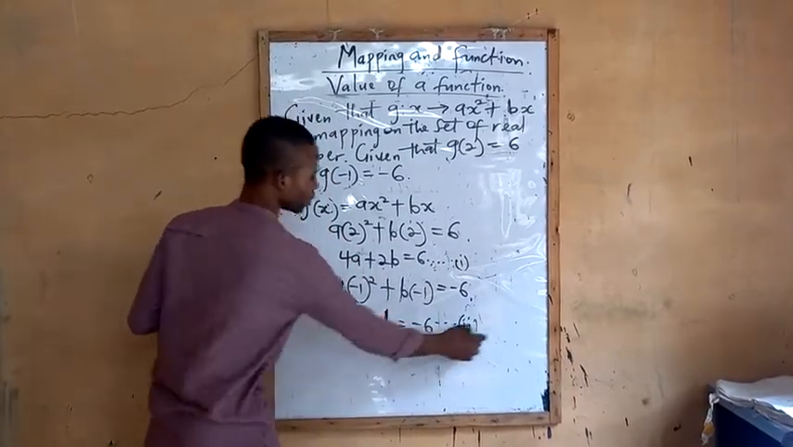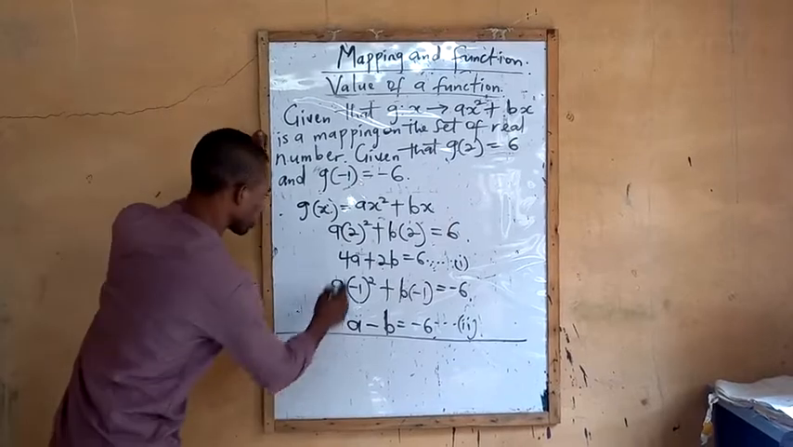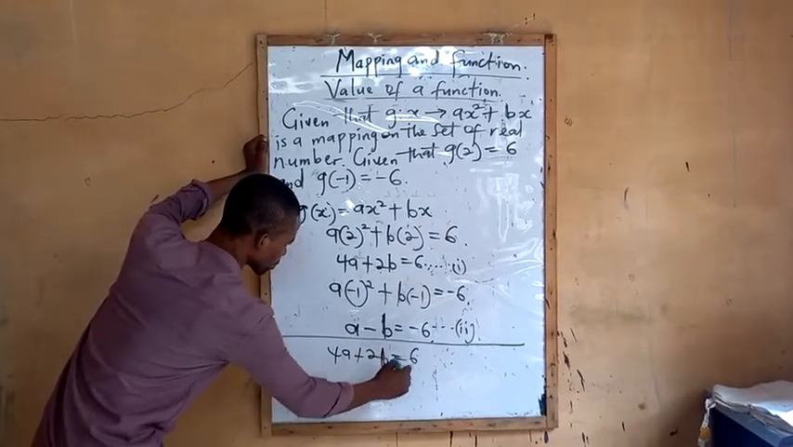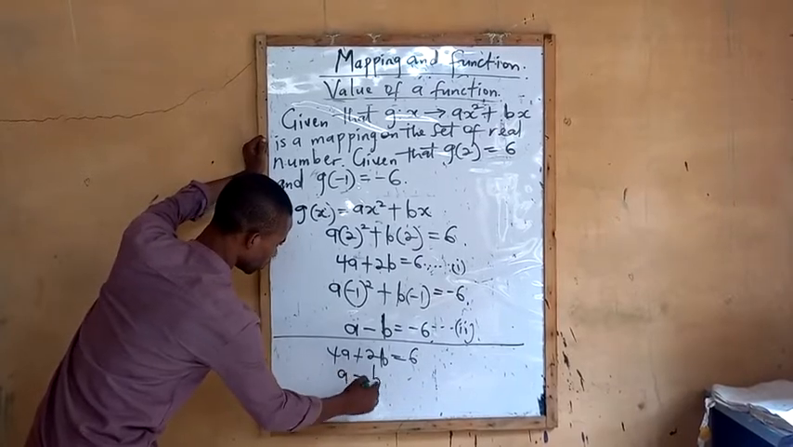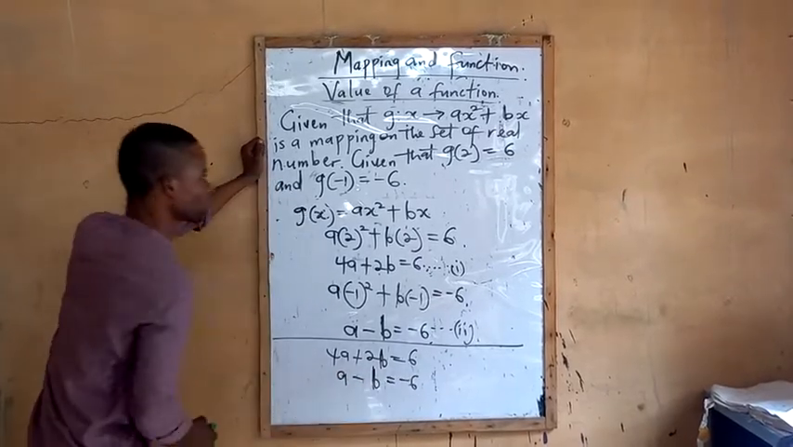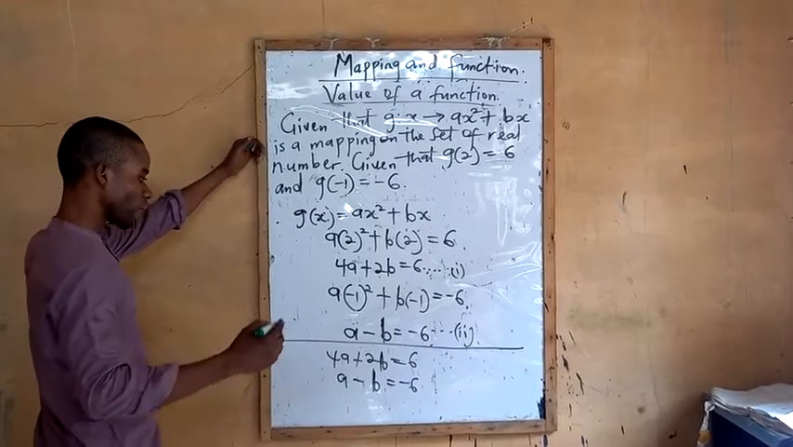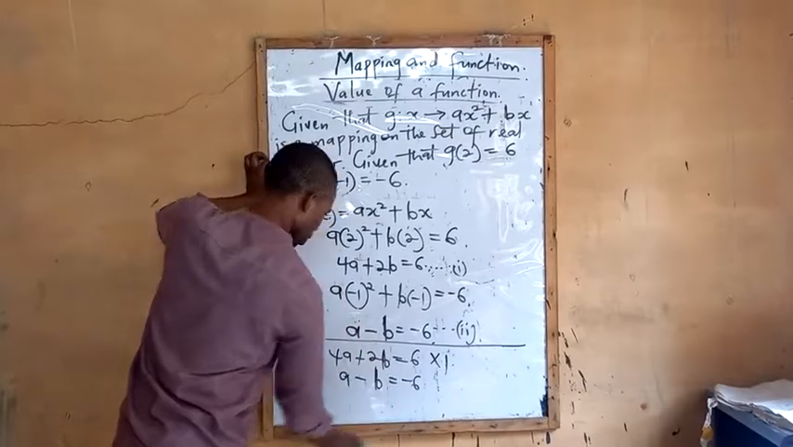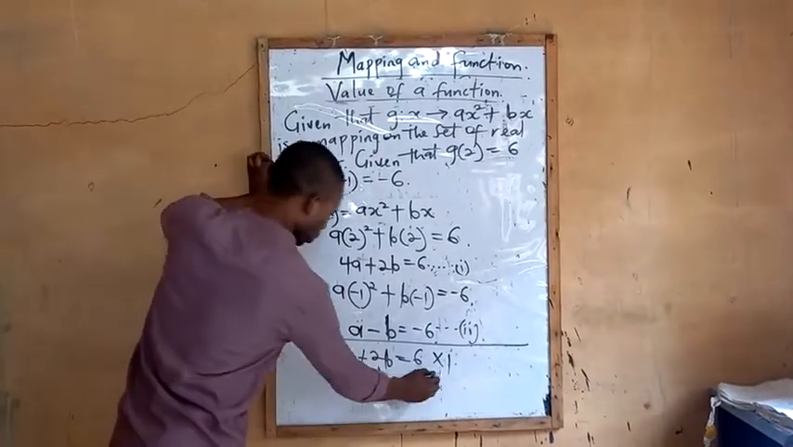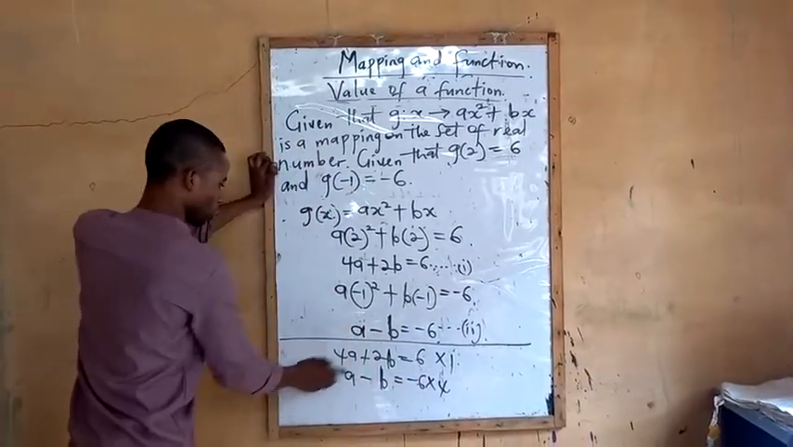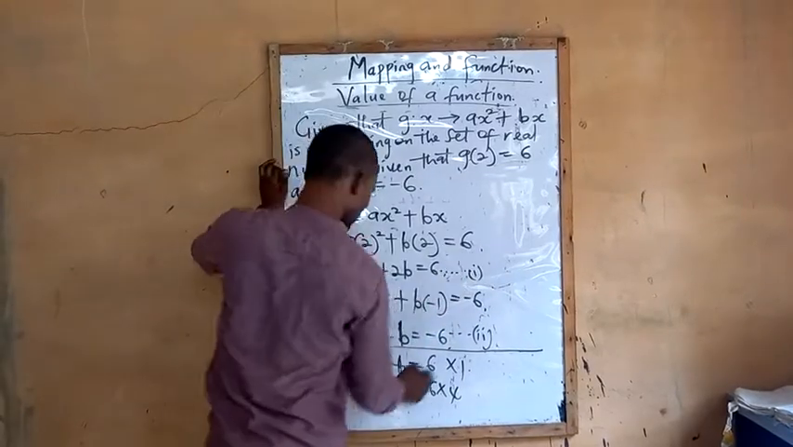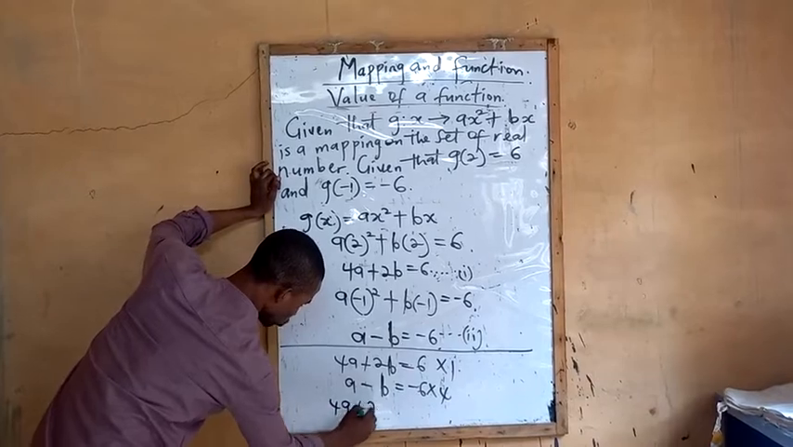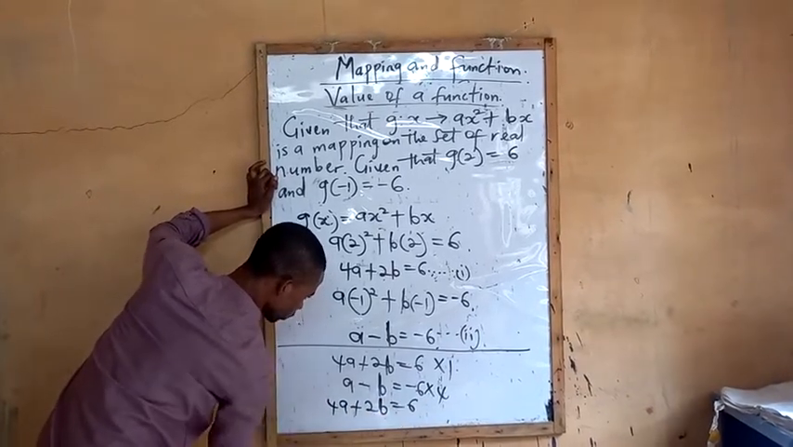So let me just put them together. Our equation 1 is 4a plus 2b equals 6, and equation 2 is a minus b equals minus 6. Now let me use the elimination method. If I want to use elimination, let me multiply through to make the coefficient of a the same. I'll multiply through by 4, the coefficient of a.